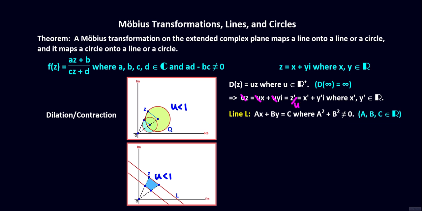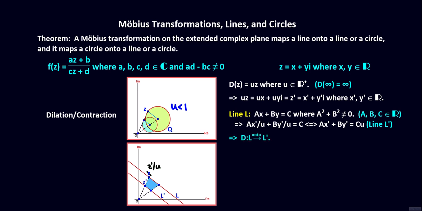Replacing x and y by x prime over u and y prime over u respectively, we have a times x prime over u plus b times y prime over u equals c, or a times x prime plus b times y prime equals c times u. This is the equation of a line. We call this line L prime. Every point z prime on L prime has a corresponding point z, or z prime over u, on line L, such that D of z equals z prime, and so the transformation D maps line L surjectively onto line L prime.